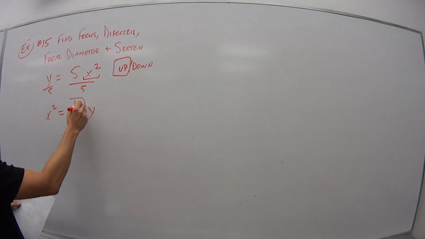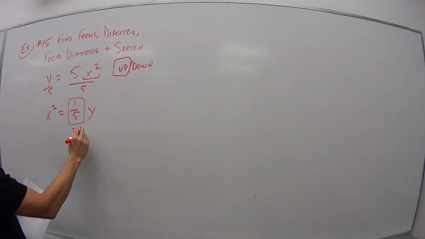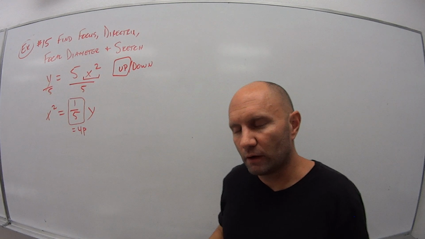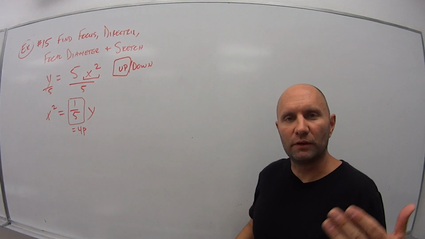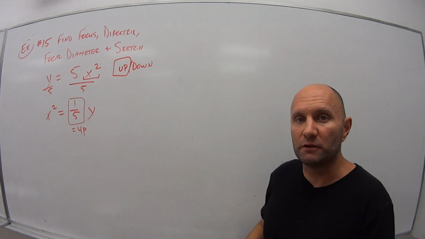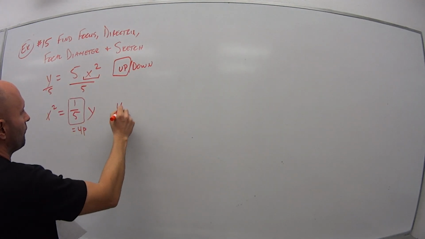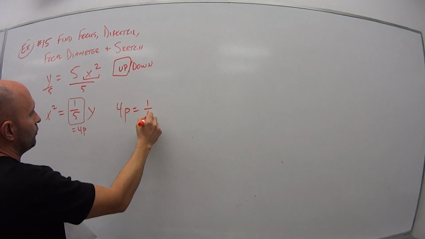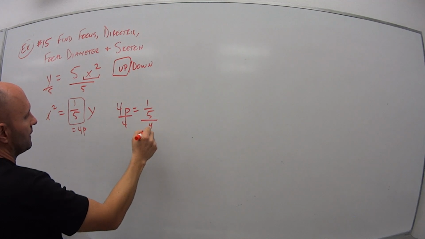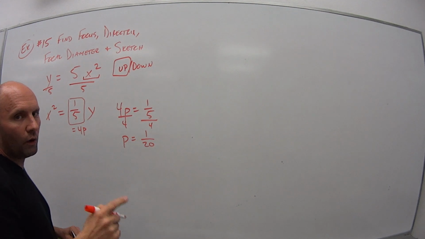So remember, in our equation, this value in front of y is equal to 4p. But all of my answers that I was given in the different formulas were related just to p, not to 4p, but to p. So I need to figure out what is p by itself. So if 4p is equal to 1/5, what do I have to do to get p by itself? I have to divide both sides by 4. So that means p is 1/20.